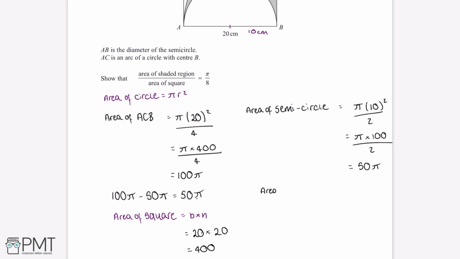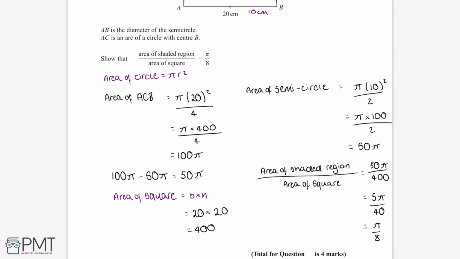So the area of the shaded region divided by the area of the square will be equal to 50 pi divided by 400. And if we simplify this down, we can first divide both the numerator and the denominator by 10, which gives us 5 pi over 40, and then we can divide both the numerator and the denominator by 5, which gives us pi over 8. So as we can see, we've shown that the area of the shaded region divided by the area of the square is equal to pi divided by 8.